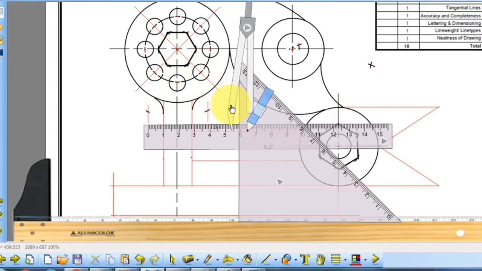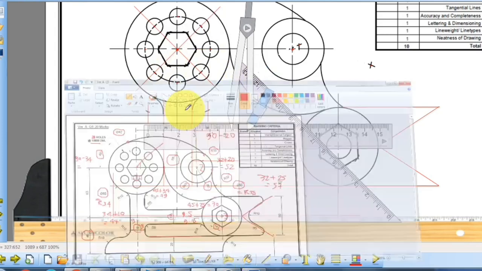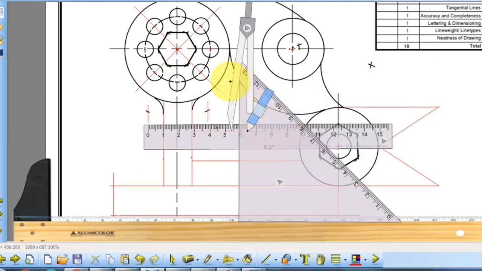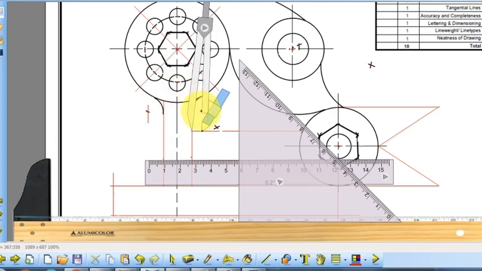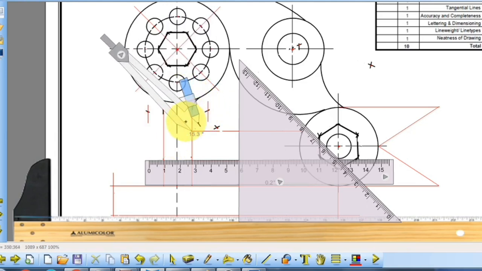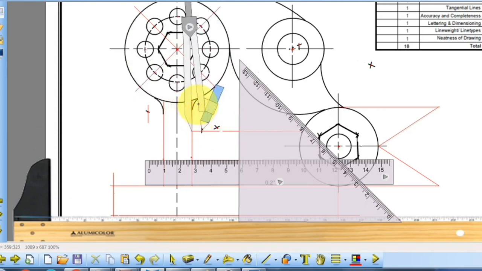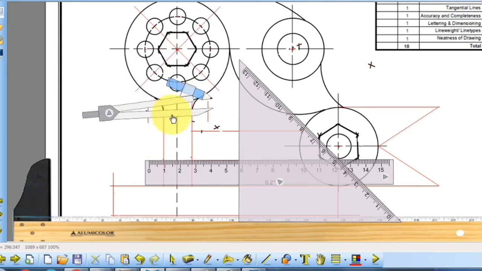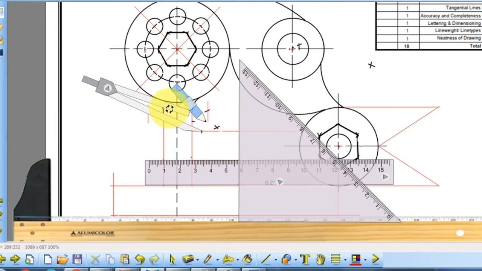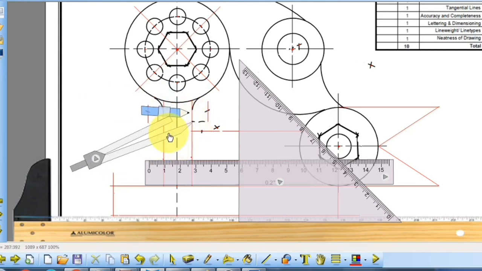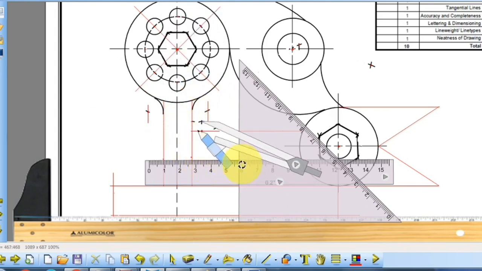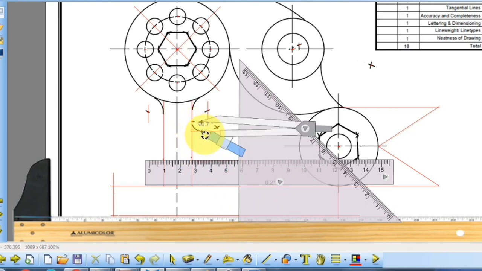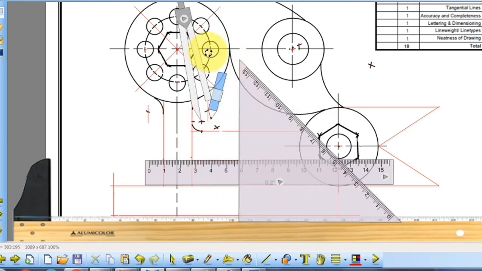Next one, so we have this one also. This is R6, radius 6. So from here, radius 6. Draw an arc. So here, radius 6. And then also radius 6, draw an arc. And then also radius 6. Draw an arc. And then we can now draw this one. So, okay. Alright, perfect.